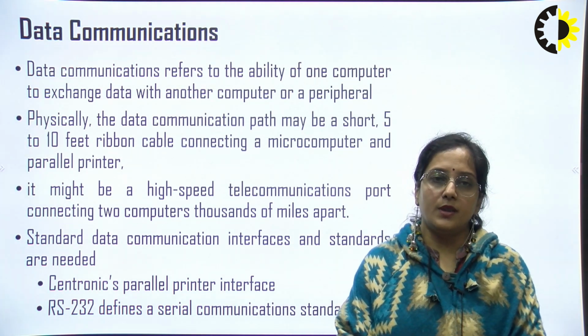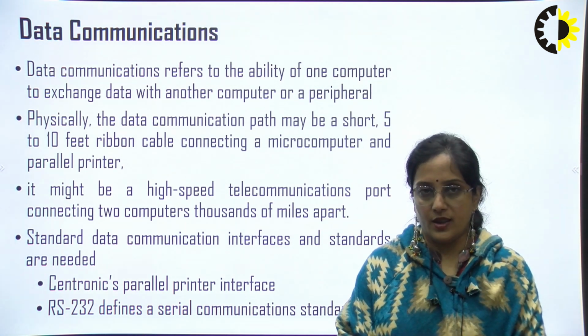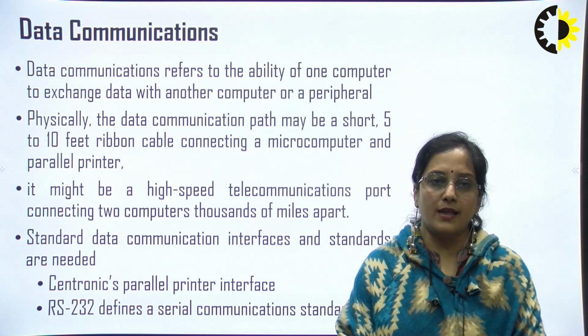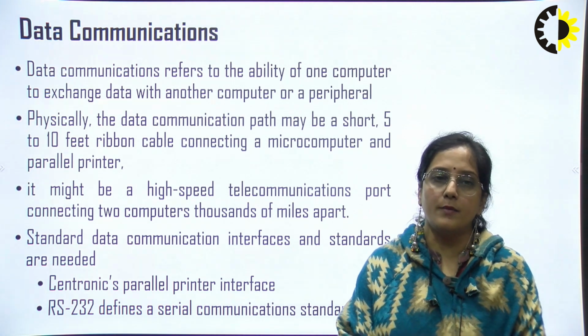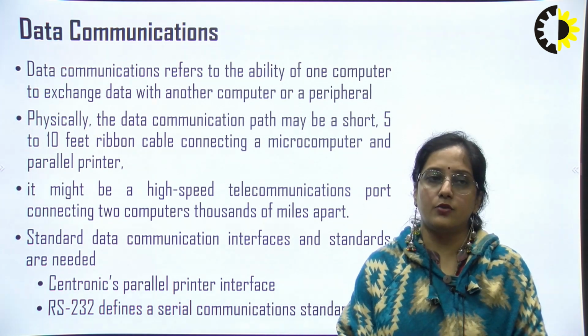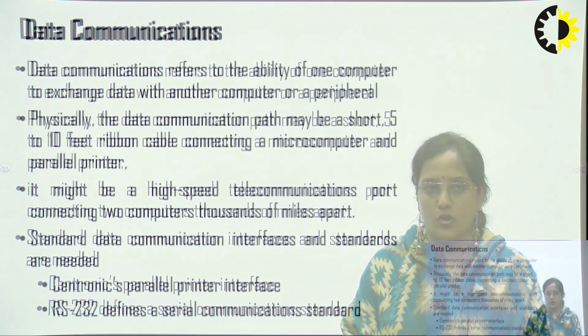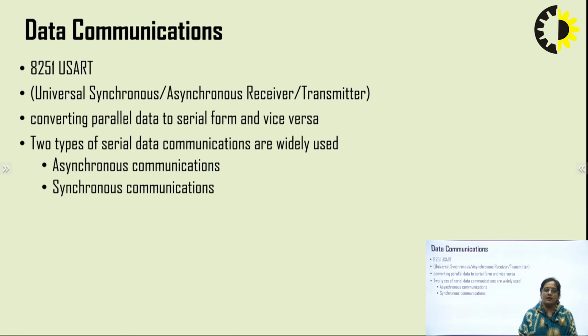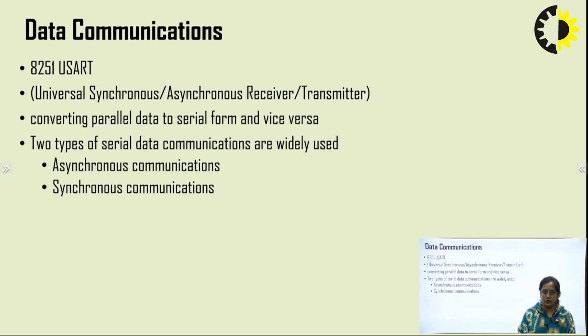When we communicate in parallel, the microprocessor uses parallel interfacing circuitry, and if it has to communicate in serial mode, then we use the RS-232 standard, which is an IEEE standard for communication. For serial communication, the Universal Synchronous or Asynchronous Receiver Transmitter, that is the 8251 USART IC, is used, which can convert parallel data from a processor to serial and vice versa.